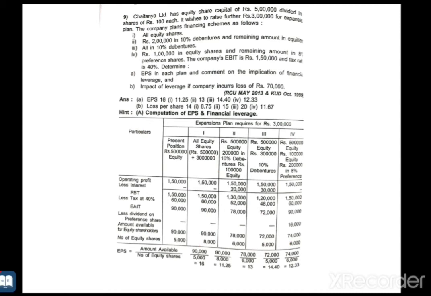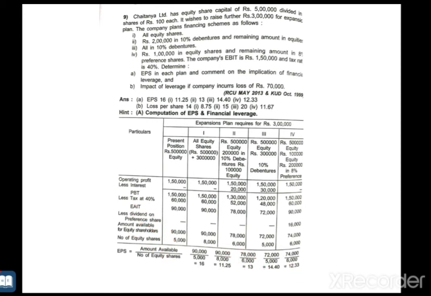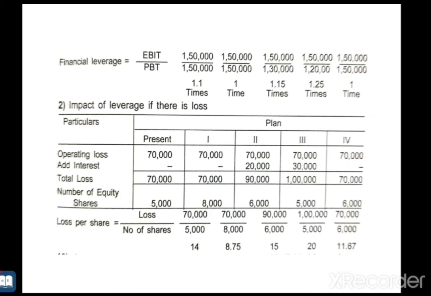And next, you know, earnings available to equity shareholders divided by the number of equity shares, we will get what? EPS. Existing plan 16, plan 1 11.25, plan 2 13, plan 3 is what? 14.40, and plan 4 is what? 12.33. See, but our duty is what?